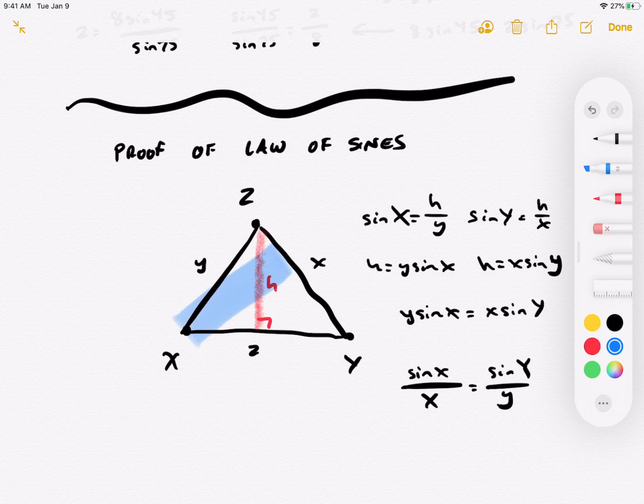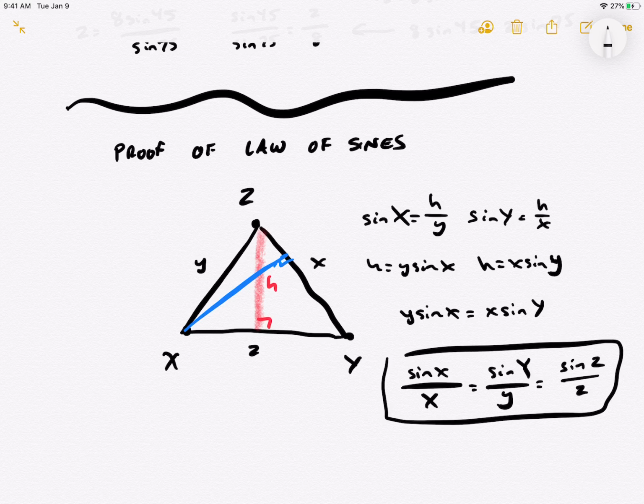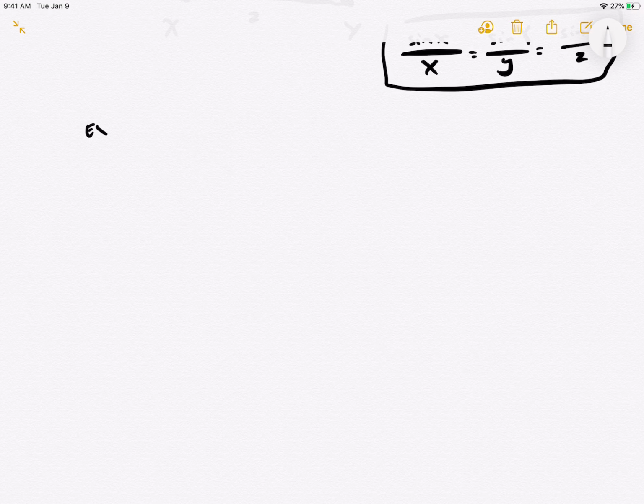Of course, there was nothing special about this particular altitude that I drew. I could have drawn an altitude coming from vertex x, and I could have written the same exact ratio, but now z would be involved. So I would be drawing the conclusion in that case that the sine of y over y is equal to the sine of z over z. And that there is called the law of sines. Okay, so let's see an example. This is example 2, using the law of sines.